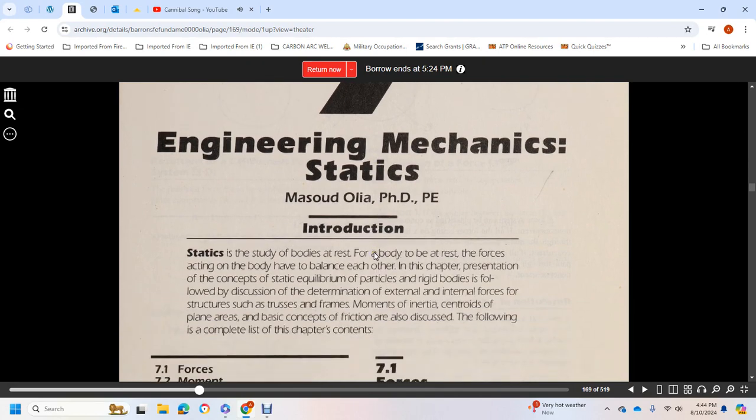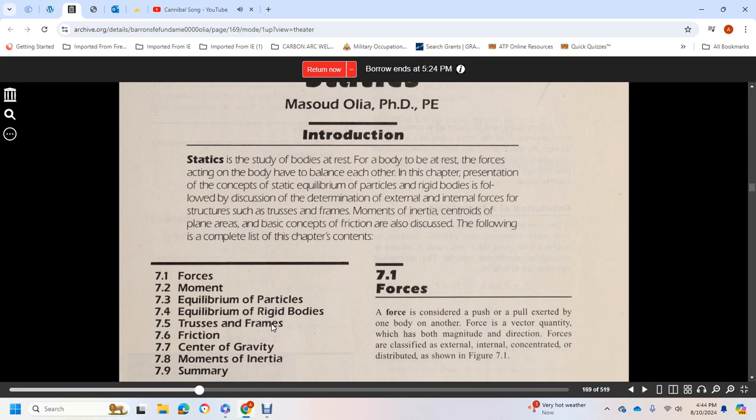Statics studies bodies at rest, with the forces acting on the body in balance. The chapter presents the concept of the static equivalent of a particle and of a rigid body, followed by the determination of external and internal forces of structures such as trusses and frames, moments, centroids of plane areas, and the basic concept of friction. The following is a complete list of the chapter contents.